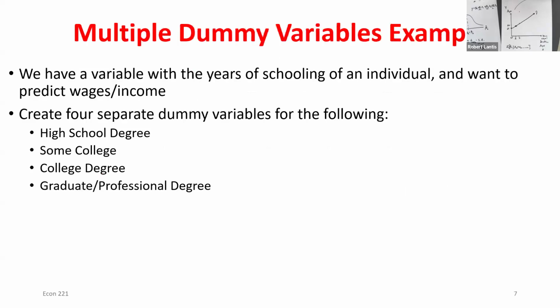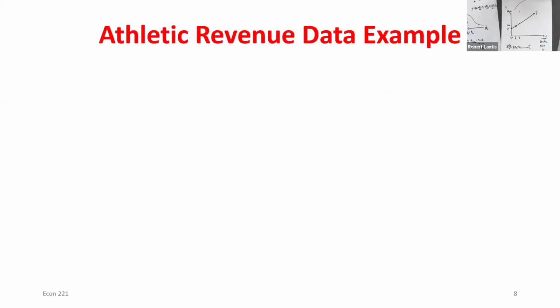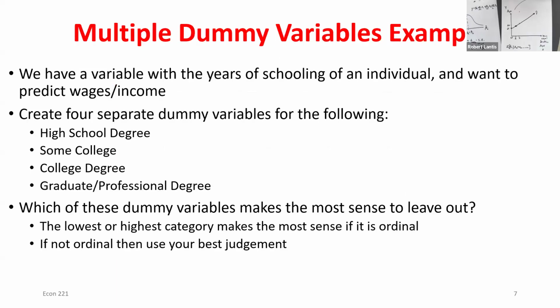So here I've got an example, just slightly different. If I was thinking about something like this, what do I have? Years of schooling, and I'm trying to predict wages. And maybe I don't want to use the number of years of school, but I want to put it into attainment. So do you only have a high school degree? Do you have some college, but not a college degree? Do you have a college undergraduate degree? Do you have a graduate degree, right? So these are the 4 different combinations that I have.